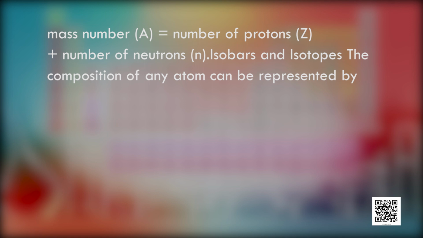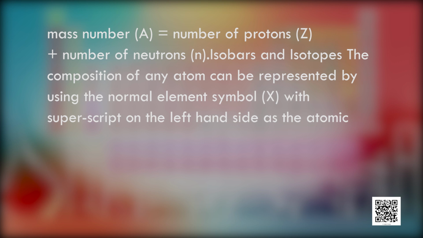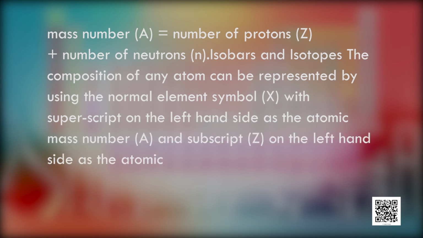inside the nucleus. Now that we have learnt about A, the mass number, and Z, the atomic number, let us understand the composition of isobars and isotopes. The composition of any atom can be represented by using the normal element symbol as X with a superscript on the left hand side as the atomic mass number and subscript Z on the left hand side as the atomic number. So, A X Z becomes the basis of representation of an element.